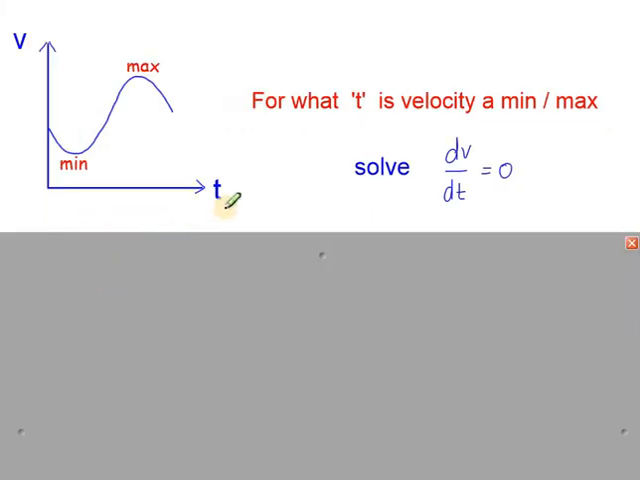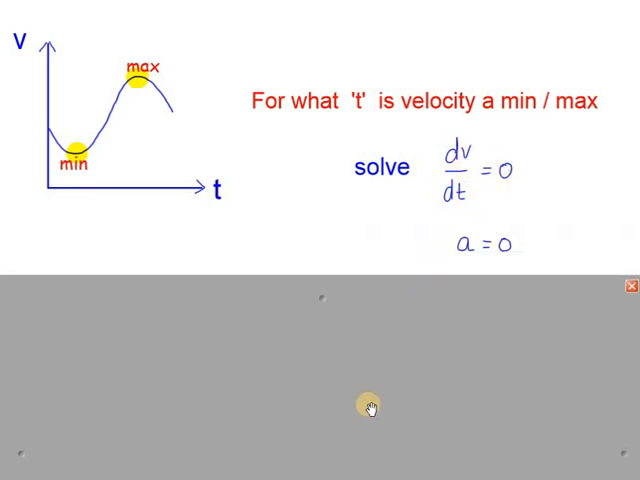Now on this velocity time graph, we can see velocity reaches a minimum here, so that's a stationary point where dv by dt is equal to 0. And again velocity reaches a maximum here, that's another stationary point where dv by dt is 0 again, and we know that dv by dt is acceleration, so acceleration is equal to 0 here and here.